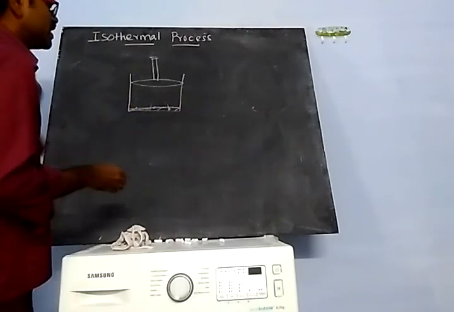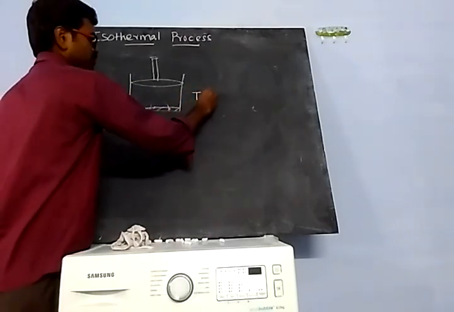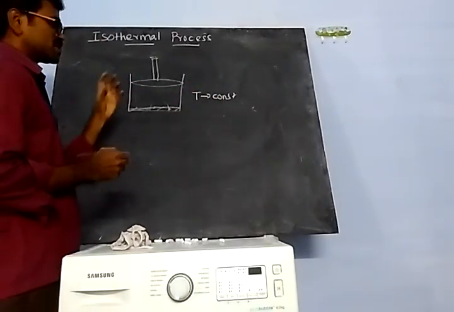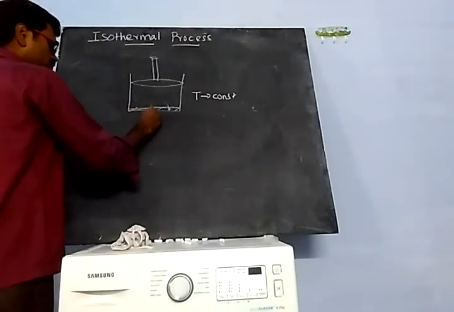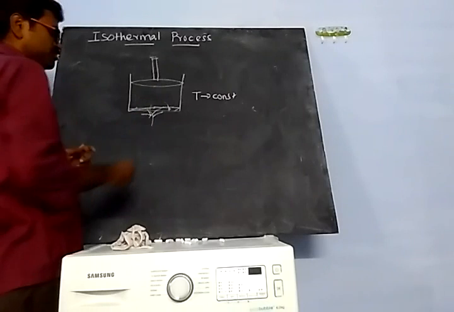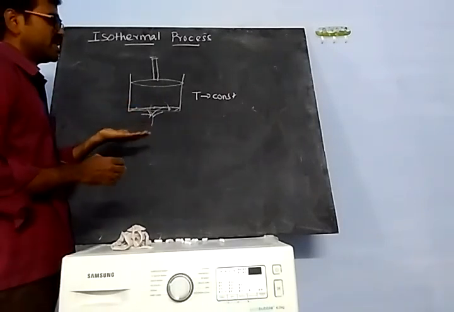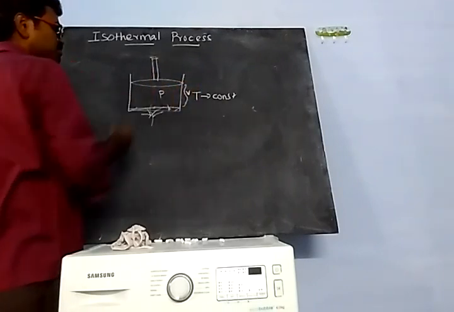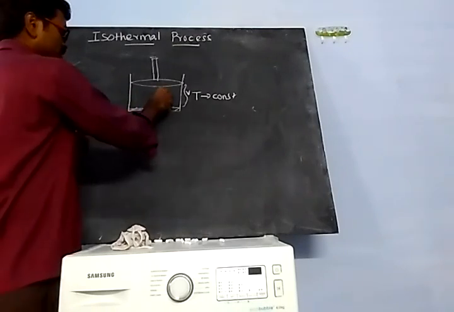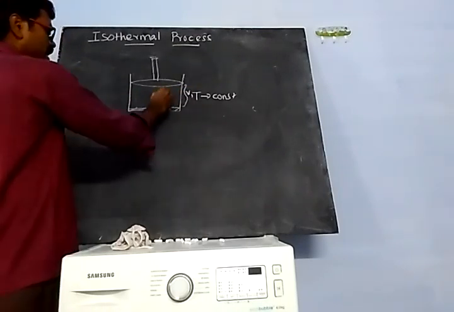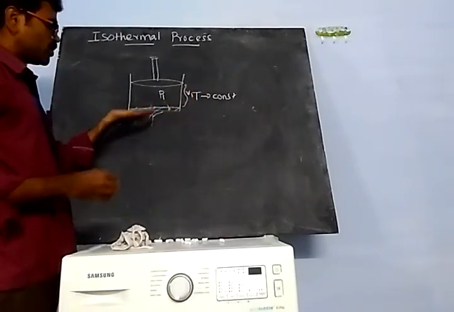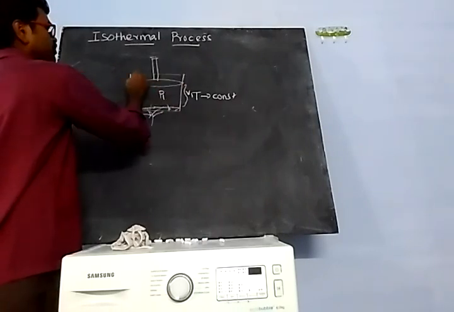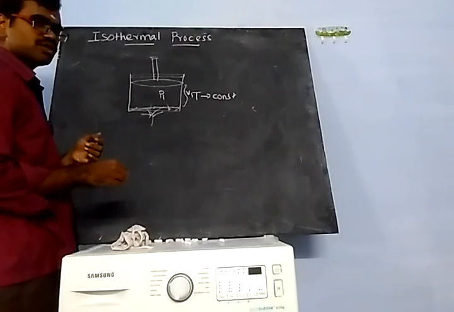So here the temperature is constant. Sir, how is the temperature constant? Now you give some amount of heat energy. Here the volume is V and the pressure is P. The initial pressure and volume are Pi and Vi. Now you give some amount of heat energy. What happens? The piston will go up.